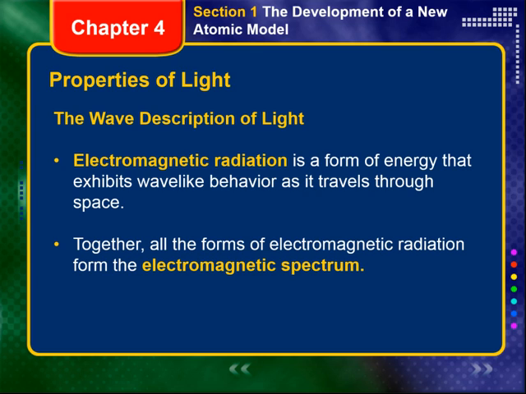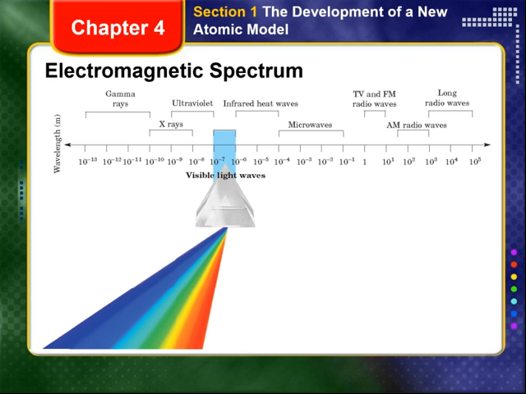Visible light is a kind of electromagnetic radiation, which is a form of energy that exhibits wave-like behavior as it travels through space. Other kinds of electromagnetic radiation include X-rays, ultraviolet and infrared light, microwaves, and radio waves. Together, all forms of electromagnetic radiation form the electromagnetic spectrum. The electromagnetic spectrum is represented in this figure, which is figure 4-1 on page 92 of your textbook.